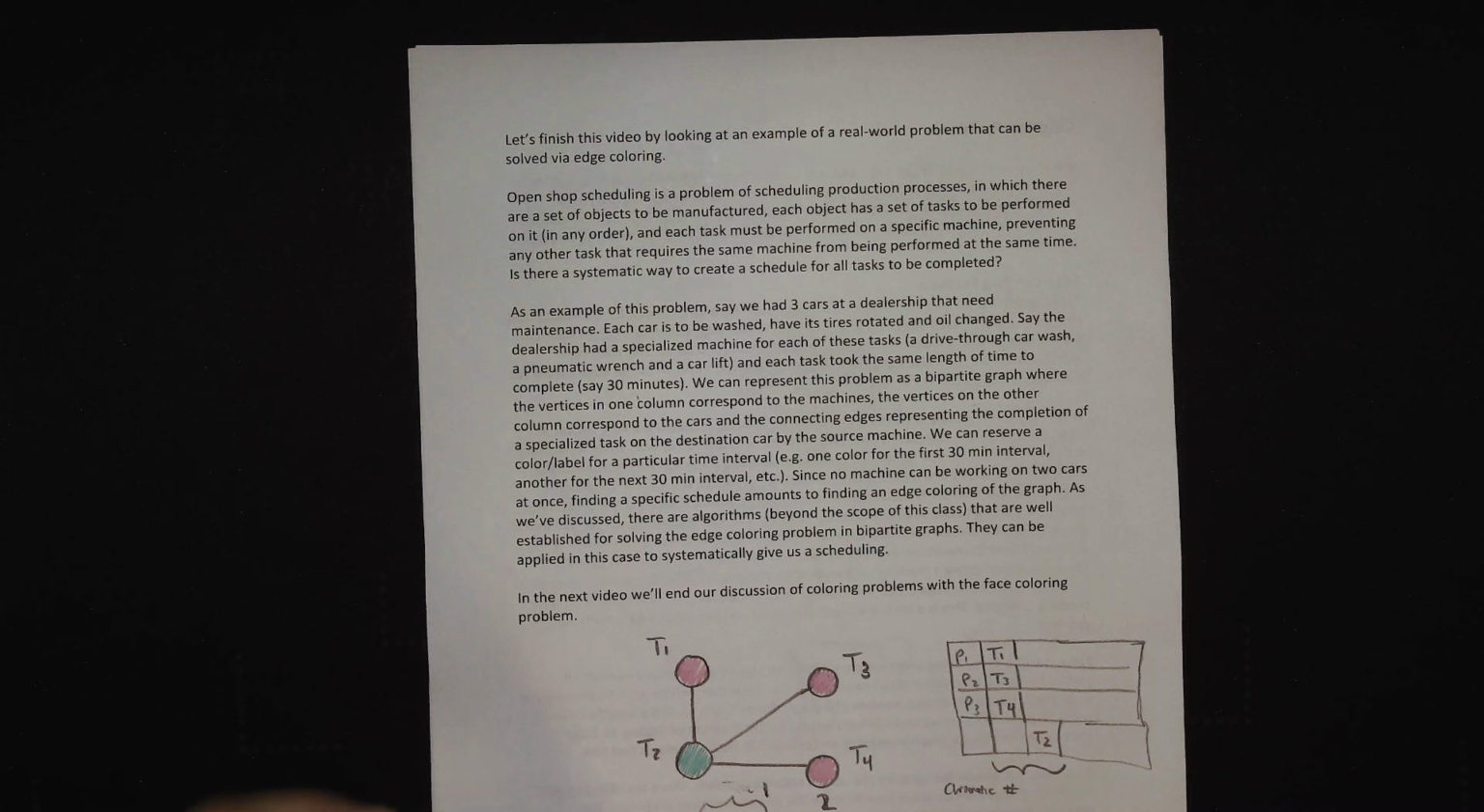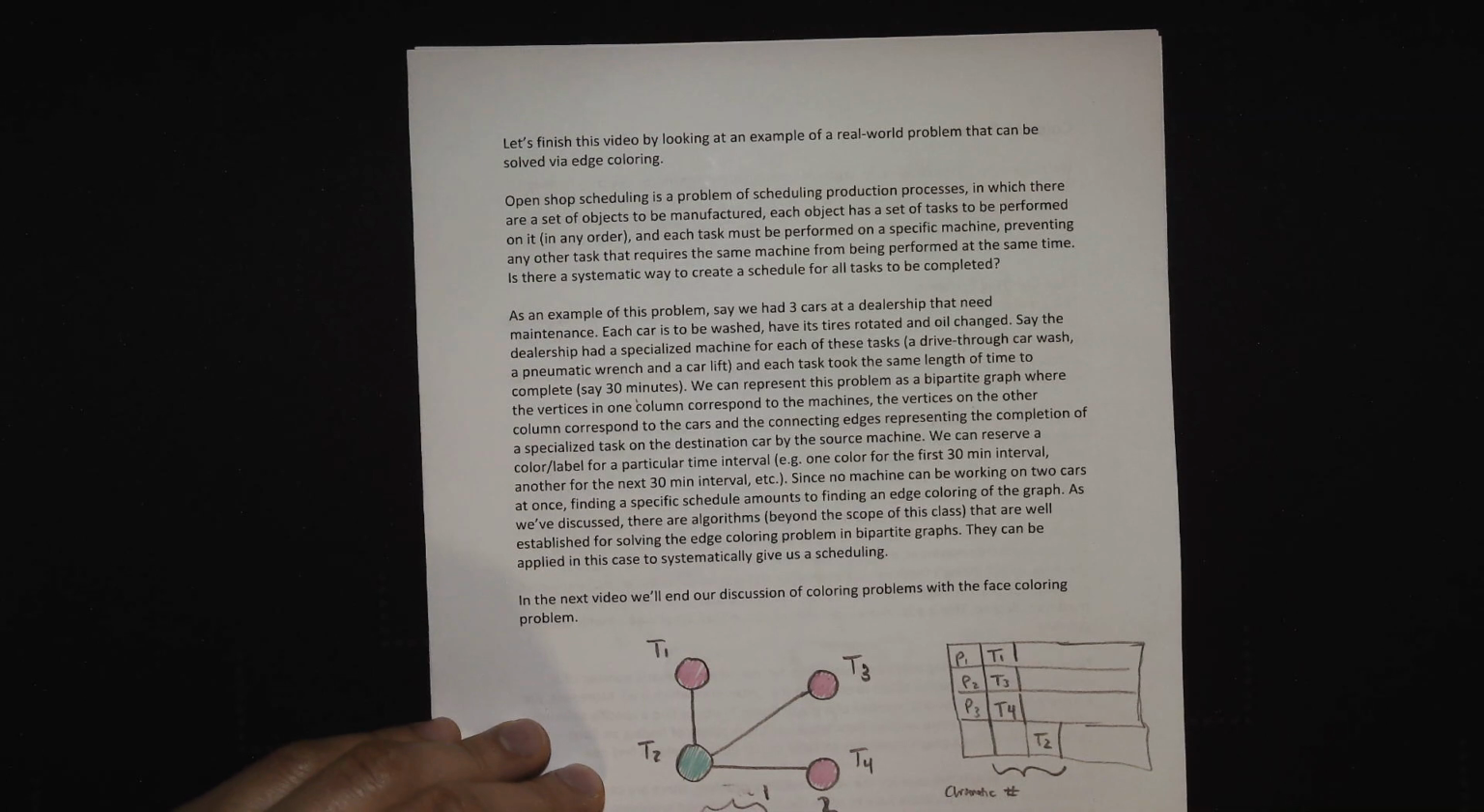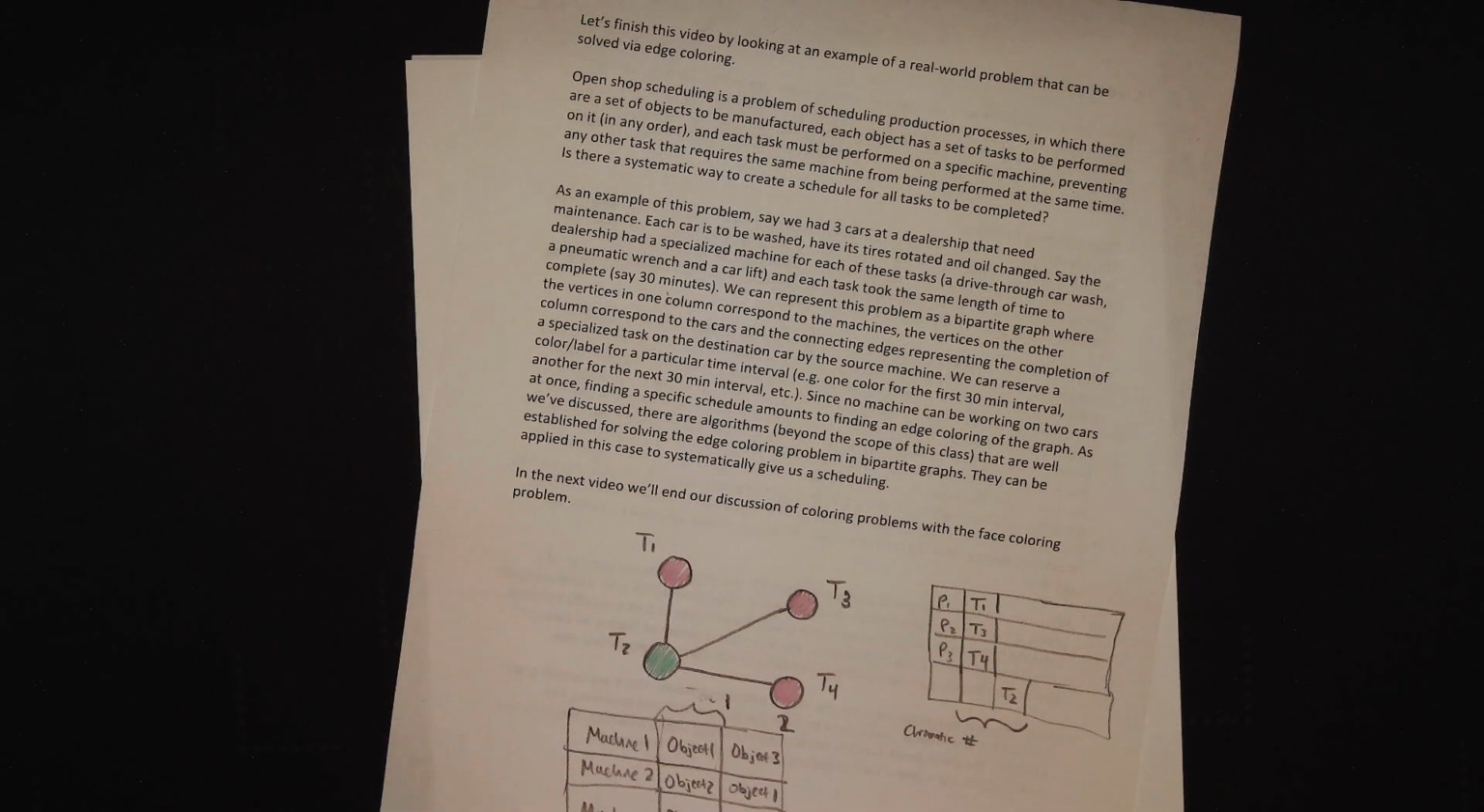So we can represent this problem as a bipartite graph where the vertices in one column correspond to machines and the vertices of the other column correspond to cars, and the connecting edges represent the completion of a specialized task on the destination car by the source machine. So let's draw that here.